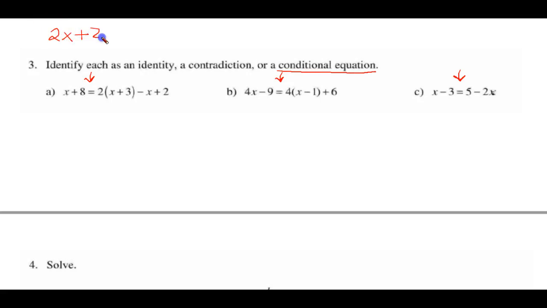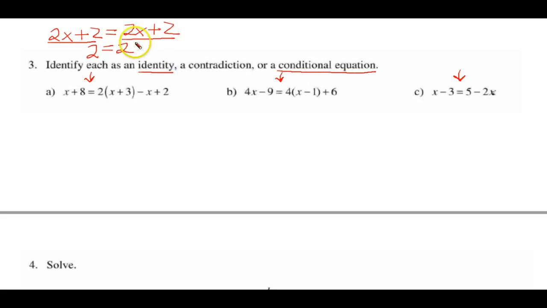2x plus 2 equals 2x plus 2. Notice what's on the left is exactly the same as what's on the right. Now, if I subtract out the 2x's, subtract 2x, I get 2 equals 2. And that is a true statement. Why is it so? Because this, when it's exactly the same on both sides, is what we call an identity.